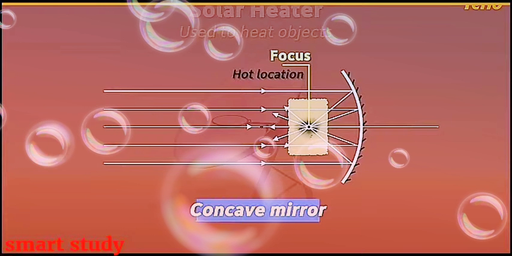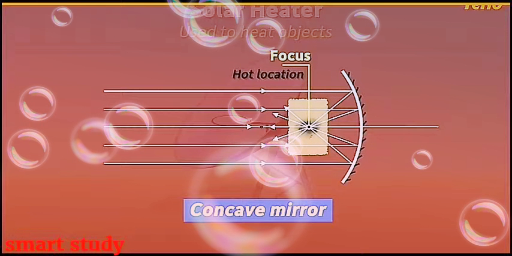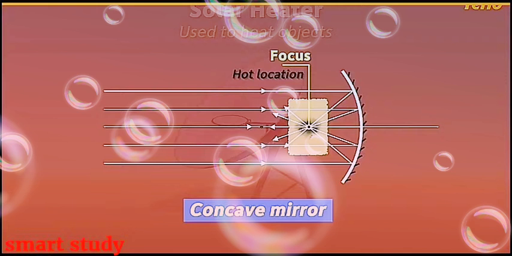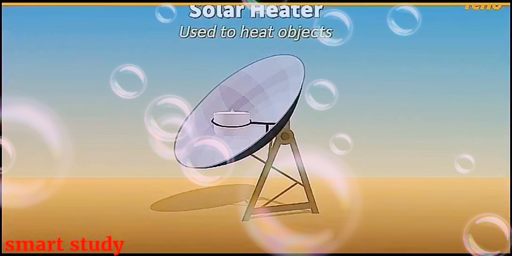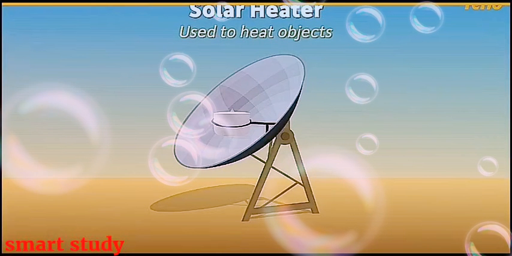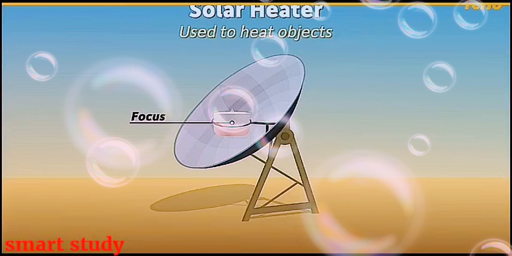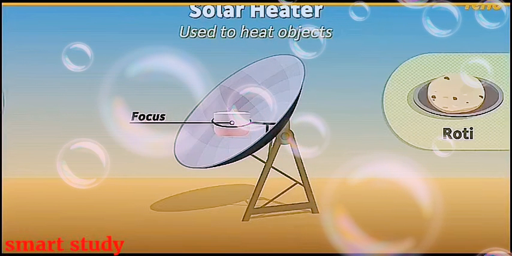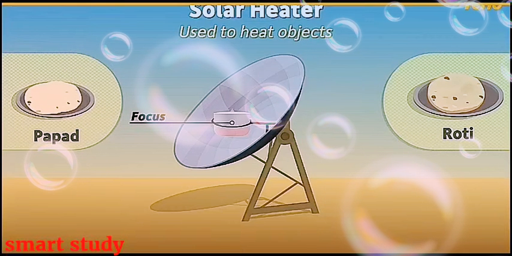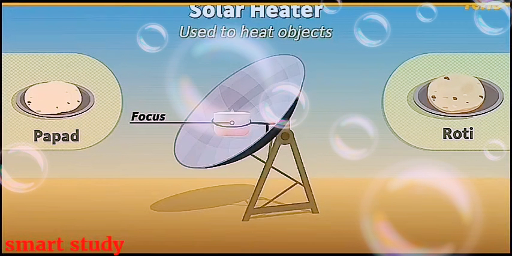Now we can use this property of concave mirrors to cook food or heat up liquids. All we need to do is place the container on this stand which is present at or near the focus. It will heat up after some time. You can even make a roti or a papad on this. Where else in the world do we use these types of mirrors?